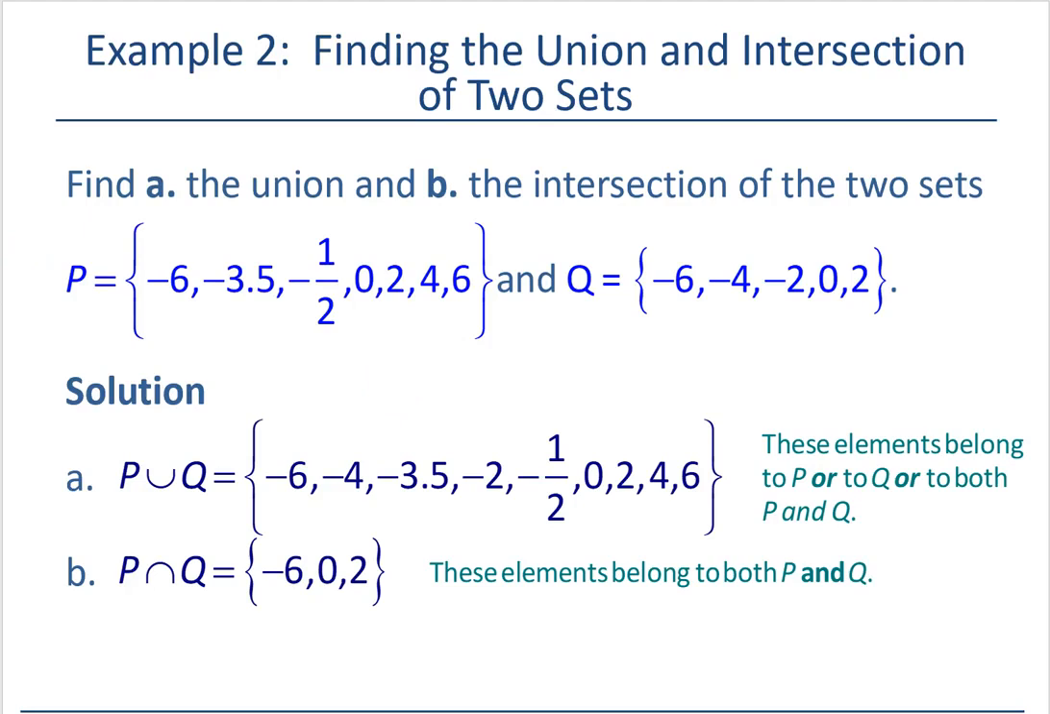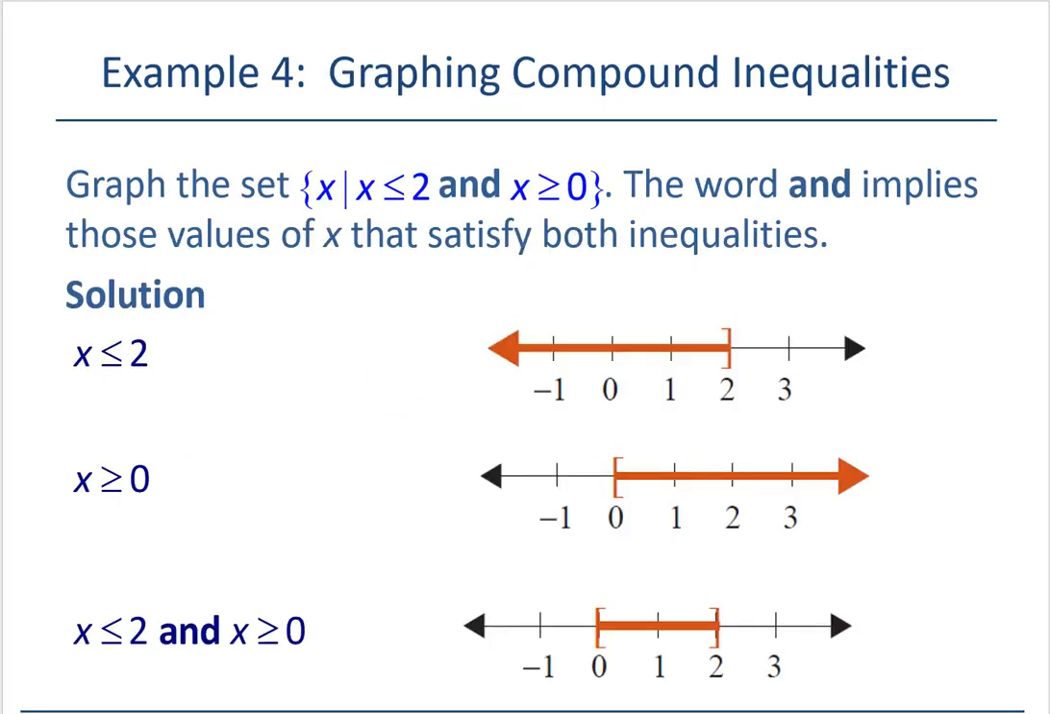Let's do this right here. Now we're going to have to graph these. Graph the set of x less than or equal to 2, and x greater than or equal to 0, and the word and implies that these values satisfy both inequalities. Notice x less than or equal to 2 is going to be a closed bracket going this direction. X greater than or equal to 0 is going this direction.